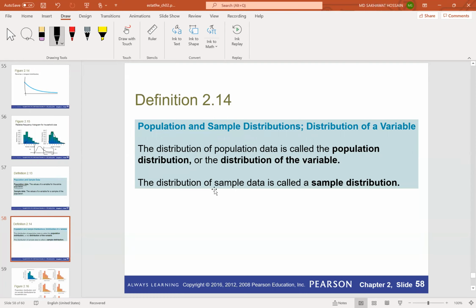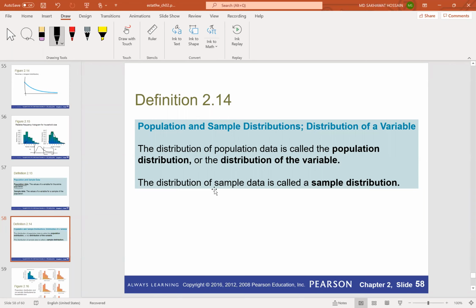Now, population and sample distributions, and the distribution of a variable. So what is a population distribution and what is a sample distribution? We know what sample data and population data are. If we have the values for the entire population, then that will be called population data. And if we construct the distribution for the entire data or entire population, then that distribution will be called the population distribution. That means the distribution of population data is called the population distribution, or the distribution of the variable.